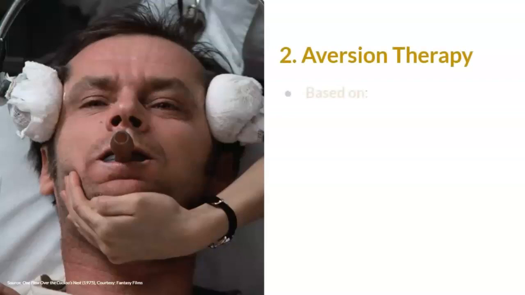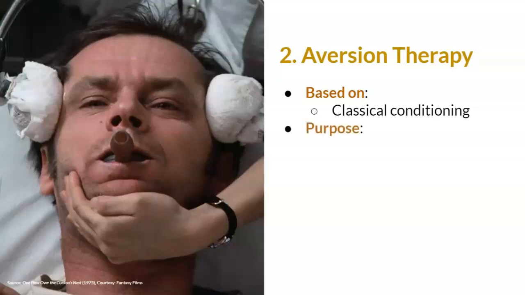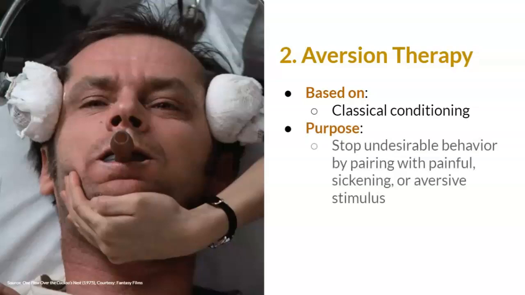Aversion therapy is based on classical conditioning. The root word of aversion is to avert, which means to avoid or strongly dislike something. The purpose of this type of behavior therapy is to stop an undesirable behavior by pairing it with a painful, sickening, or aversive stimulus.